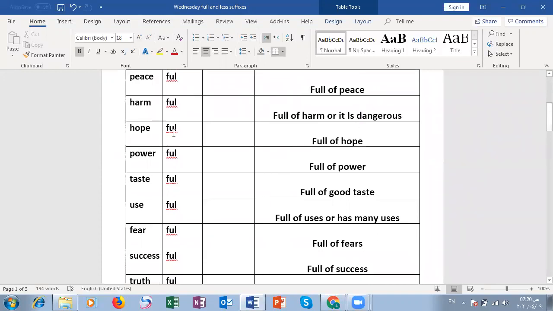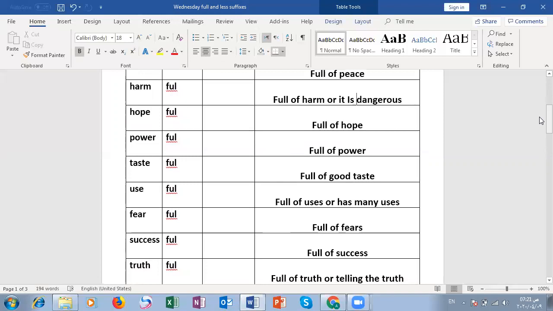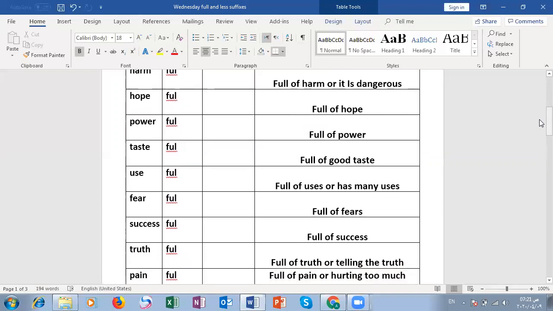Okay? Hopeful. When you hope to do something, you are hopeful. You have a lot of hopes. You are full of hope. Okay? Power. Powerful. Full of power. This teacher, this person, this boy is powerful. Taste. Tasteful. When you taste something, you eat to taste. So tasteful. This cake is tasteful. It has a good taste. Full of good taste. It's delicious.